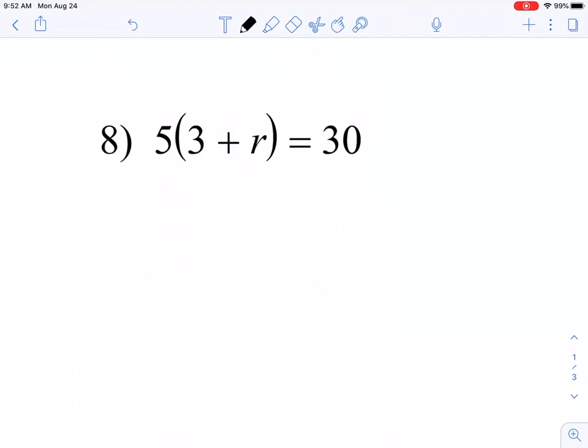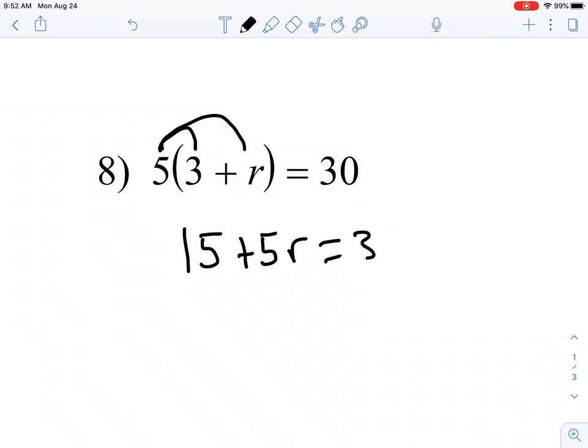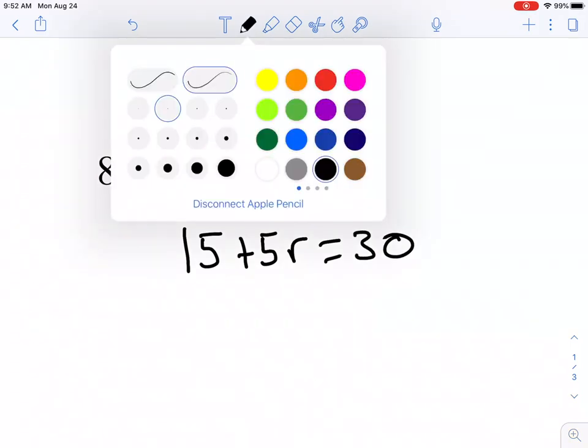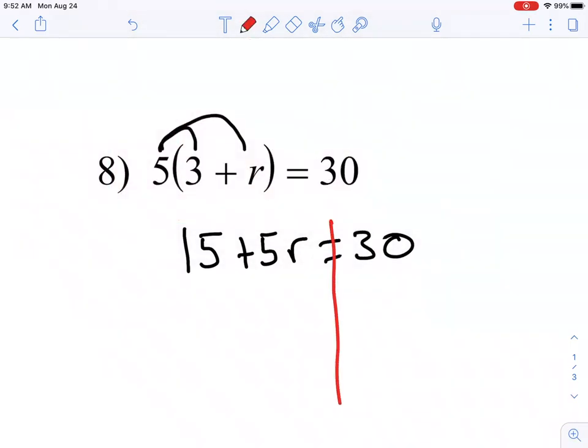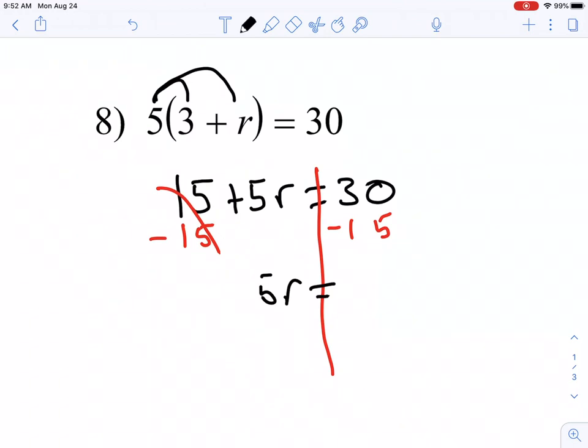In number 8, we have distribution. So we are going to distribute first. 5 times 3 is 15, and 5 times r is 5r. Once we've distributed, then we can begin to solve our equation. We will subtract 15 to both sides first, and be left with 5r is equal to 30 minus 15, which is 15.